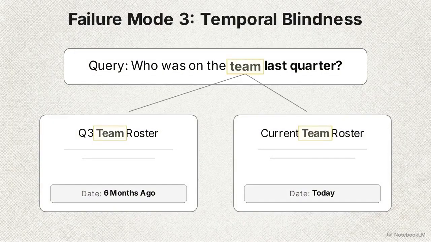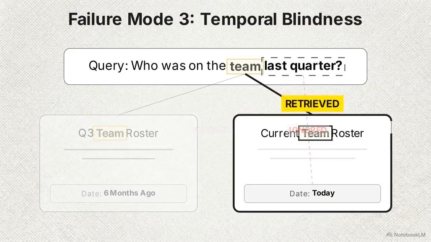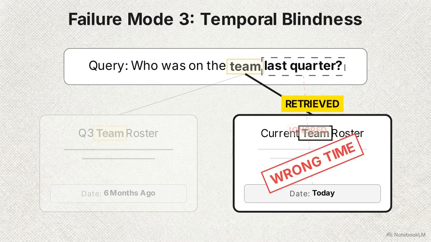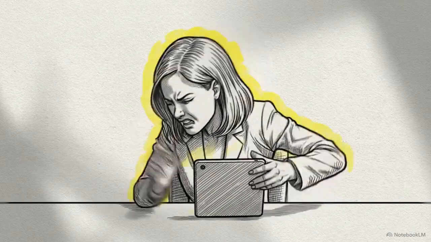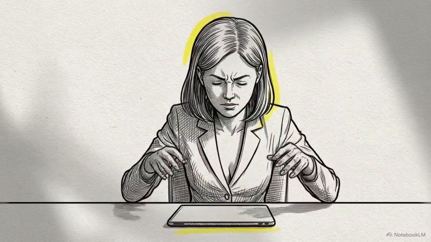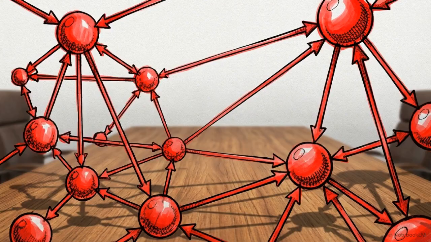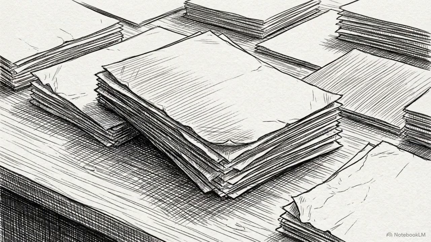Standard vector search has no concept of time-bounded facts. It retrieves whatever matches semantically, regardless of when it was true. If you ask who was on a team last quarter, the system returns the current roster, just because the words match. Without logical constraints, contradiction detection, and temporal awareness, flat RAG architectures frequently produce hallucinations when scaling enterprise data. We address these failures by moving away from flat text chunks.